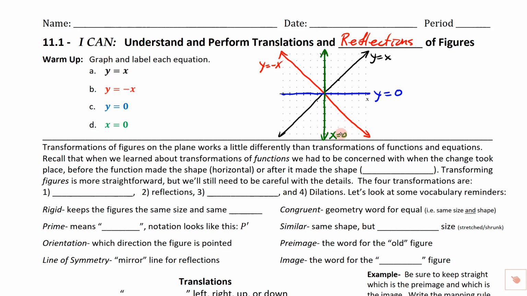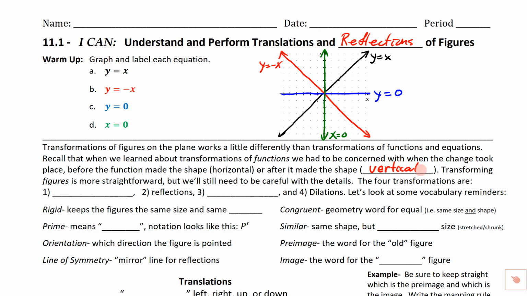All right, now, when we're talking about transformations of figures on the plane, they're a little different than the transformations that we worked with functions and equations. Remember that when we worked with transformations of functions, we had to be concerned with when the change took place, so that they add or subtract before or after the function made the shape. So if we made the change before the function made the shape, that was a horizontal change, and if it made it after it made the shape, then that was a vertical change.